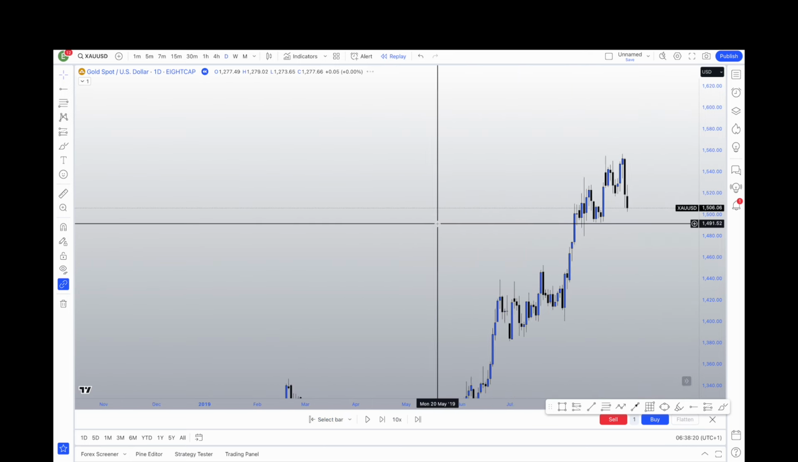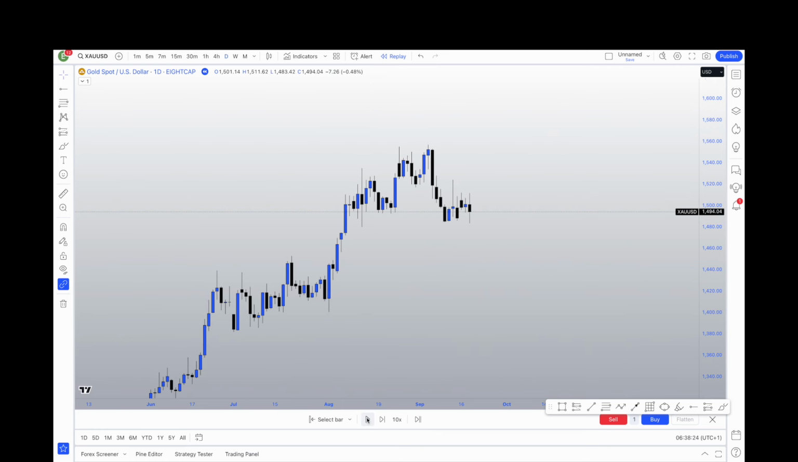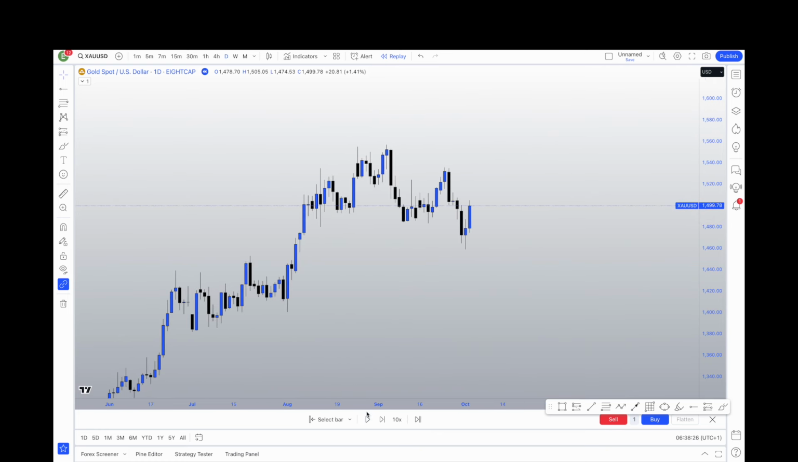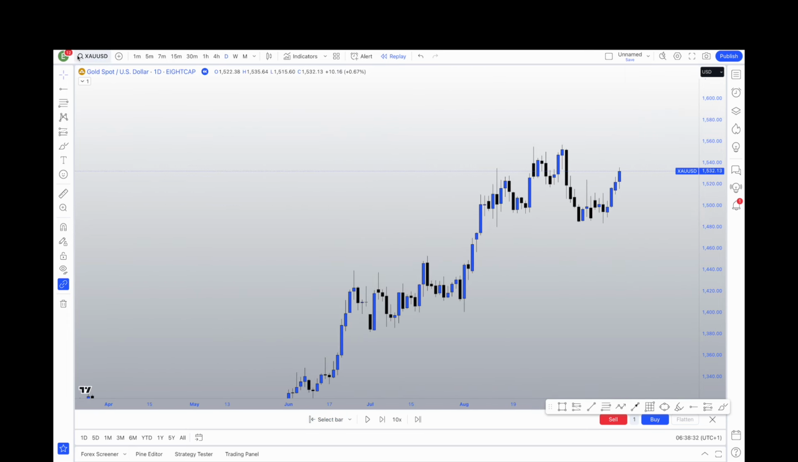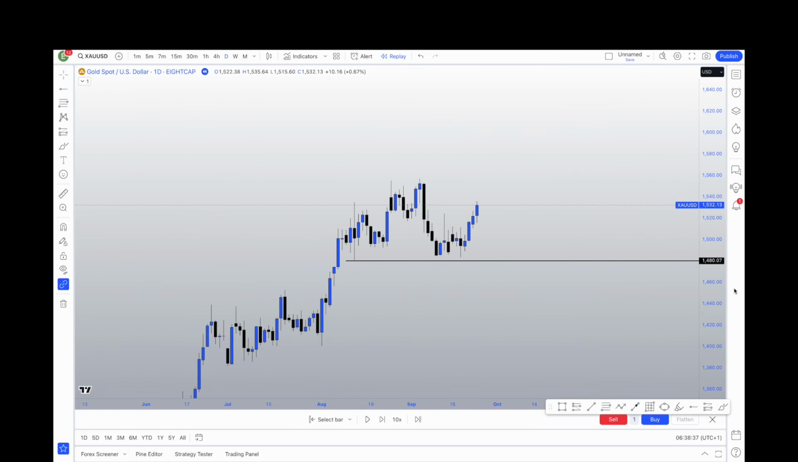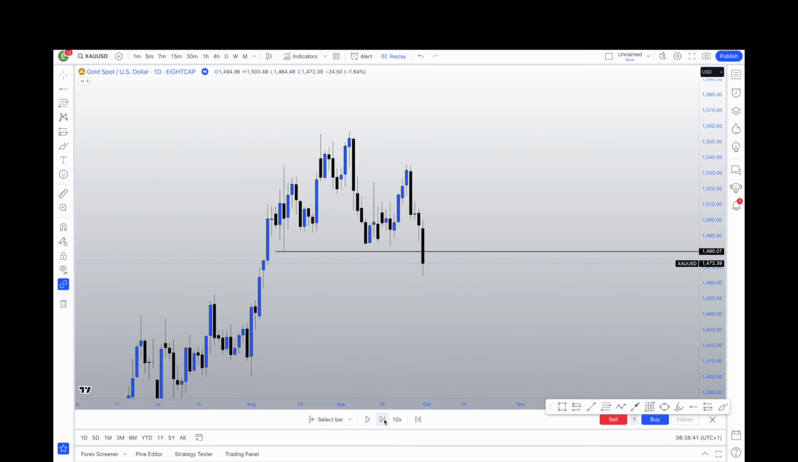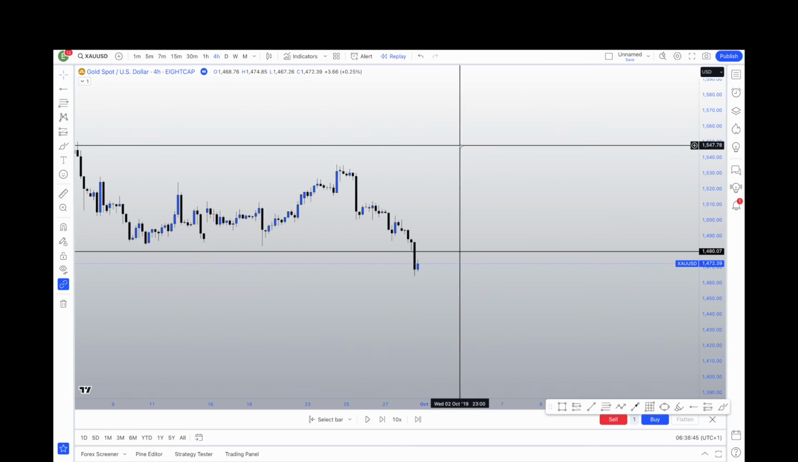So again, I'm going to be having this particular area on the market. This particular area. Now this is the wick area in the market. Now I'm basically waiting for price to come into this zone. Now on the daily time frame, it looks like a strong close. However, if you come on the 4-hour time frame, this is what it looks like.